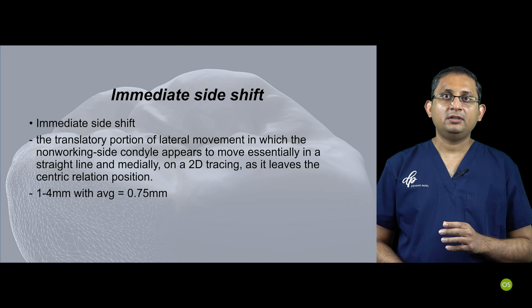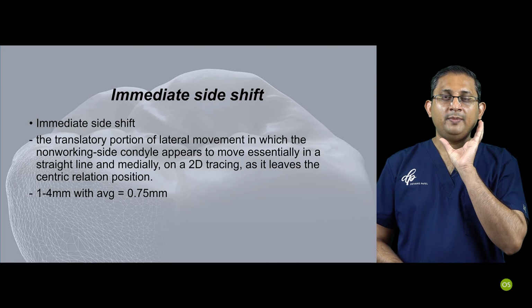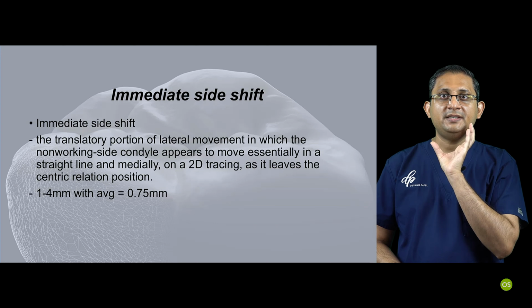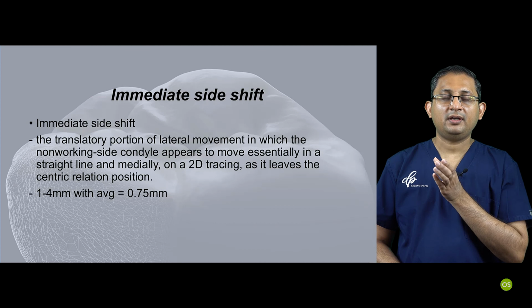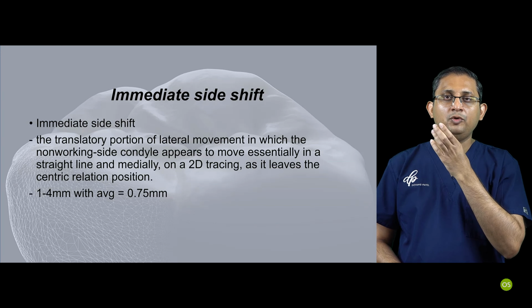So one of the important terminologies is called immediate side shift. What happens is when the mandible moves, orbits, sometimes it just moves medially and starts going downwards and forward. So it doesn't orbit in a circular motion.